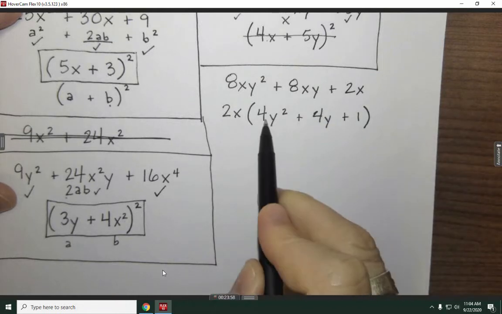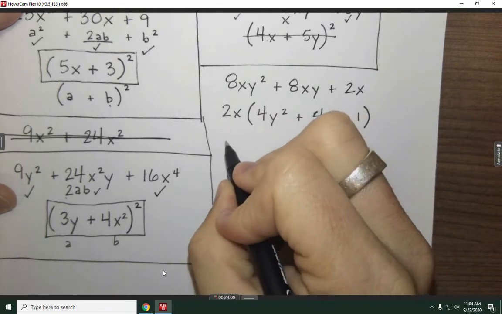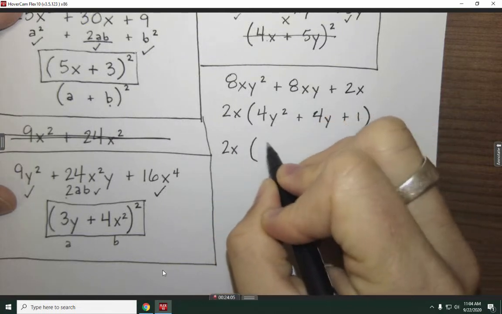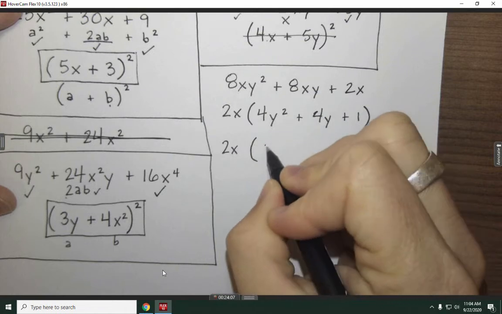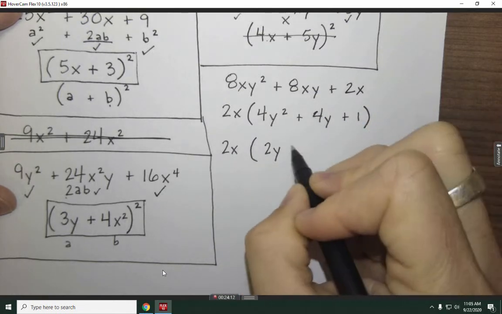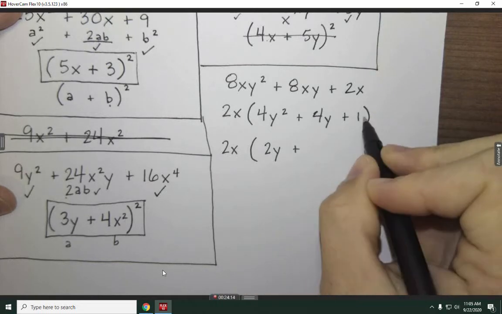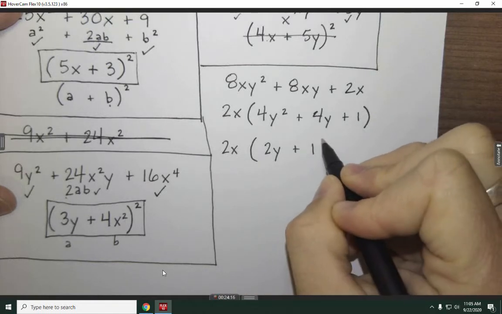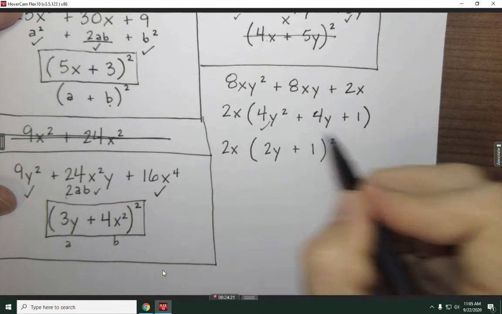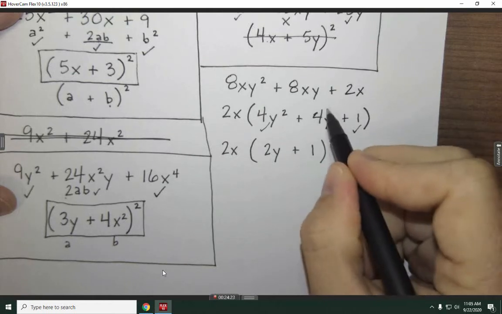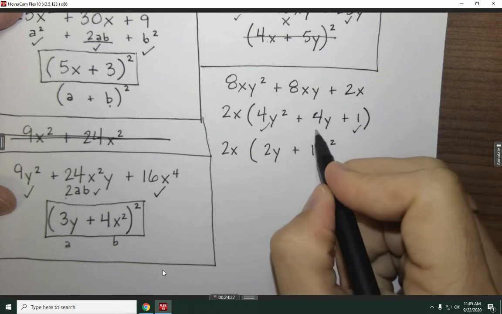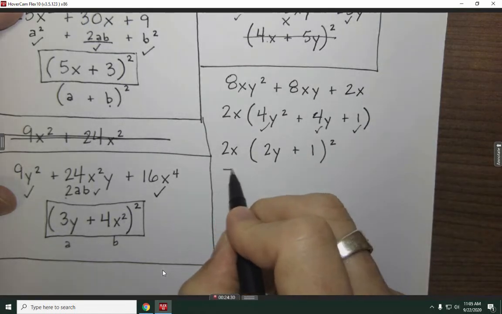Now once again, we got perfect squares on both these, right? So this thing will have this 2x out in front. The square root of 4y squared is 2y. Middle term is positive. The square root of 1 is 1. So it might just be this, but let's double check. This worked, this worked. We have to double check this middle term. 2y times 1 is 2y, times 2 is 4y. So this thing works. This is right.